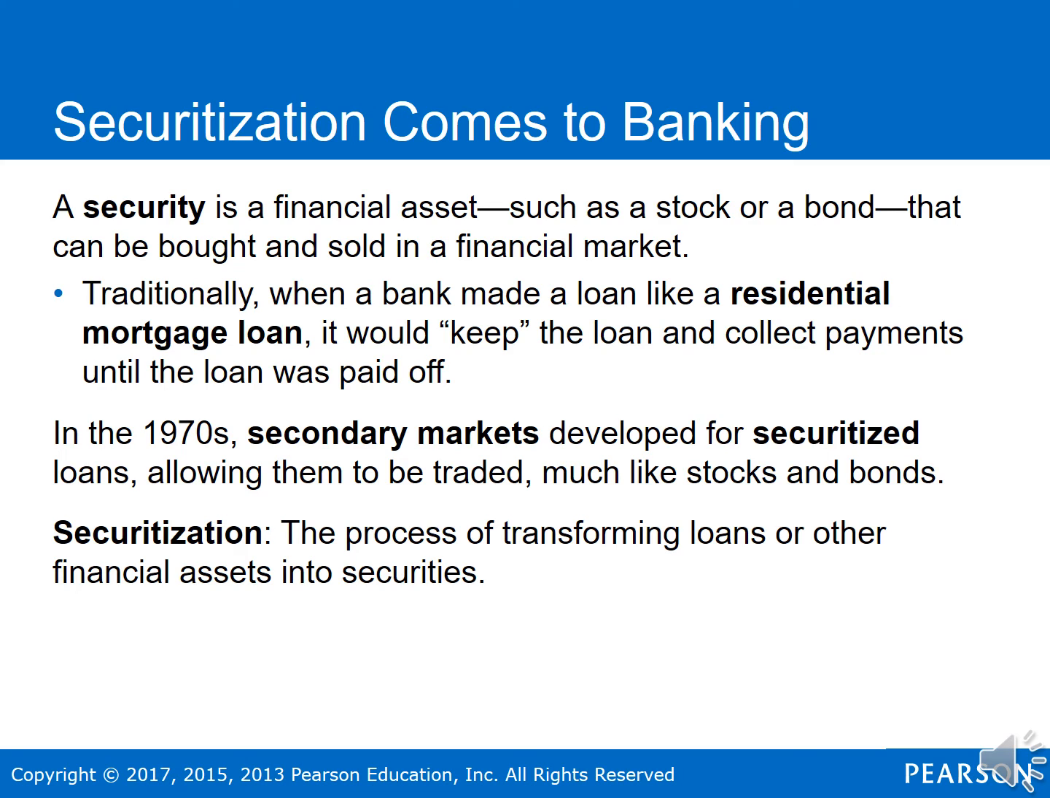In the 1970s, thanks to the federal government's attempts to increase home lending in the state of California, a secondary market developed for securitized loans. So banks could take these loans, package them together, and then trade them, sell them to other banks or to institutional investors. So they could be traded like we do stocks and bonds. They were just turned into another type of asset.